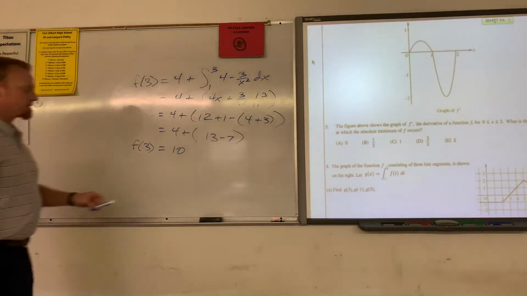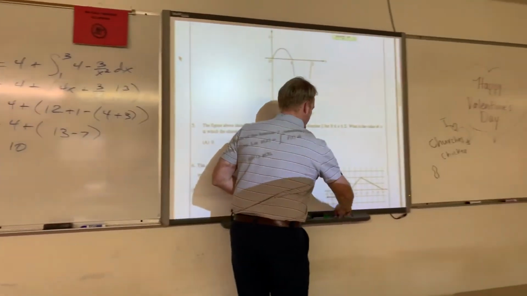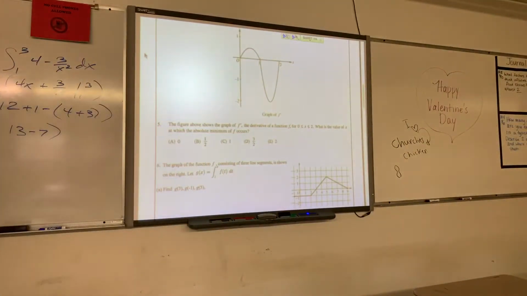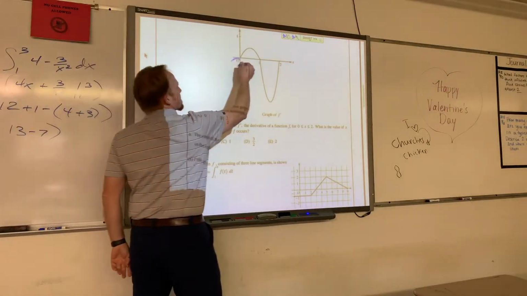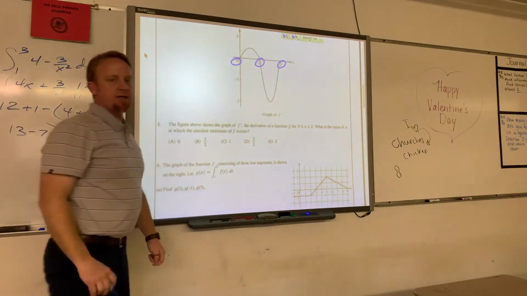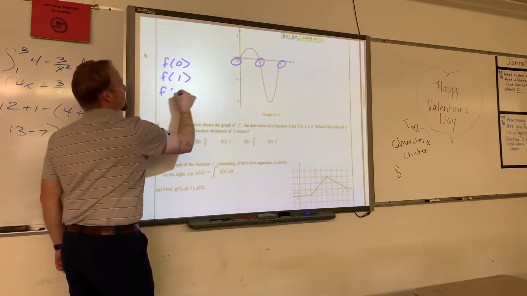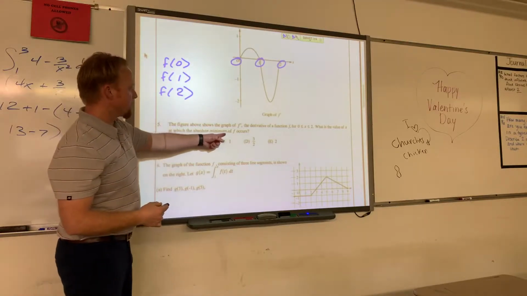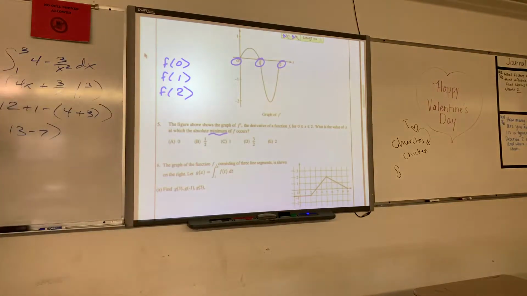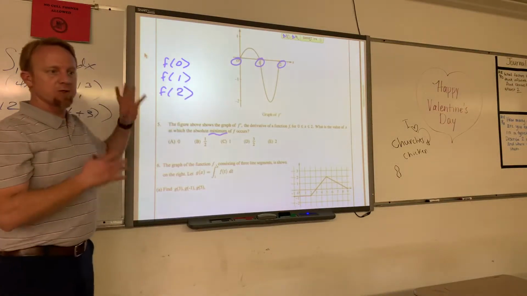So let's go to the smartboard on this one. Alright, the figure above shows the graph of f prime, which is the derivative of f between 0 and 2. What is the value of x at which the absolute minimum of f occurs? So we know absolute minimums occur at the endpoints and the critical points. So my endpoints are 0 and 2, and my critical point is 1. So I want to know f of 0, f of 1, f of 2. And we are wanting a minimum, so I want to know which one of these is the smallest. We're not going to be able to get any actual values here. We're just going to have to do some comparison.